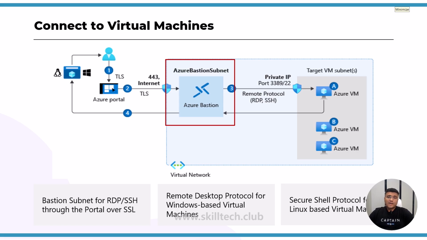As you can see in this diagram, you have to first create a separate subnet in your virtual network with the name AzureBastionSubnet. Once you have this dedicated subnet for Bastion, that subnet will be used to deploy the Azure Bastion service. Now, the Bastion service is going to allow you to connect to your virtual machine in a secure environment without exposing your RDP and SSH ports, which is one of the biggest plus points from the security point of view when you're using Bastion.